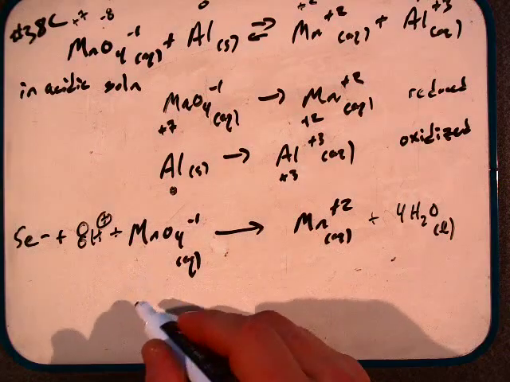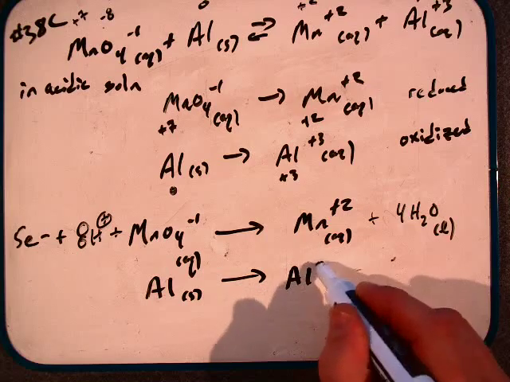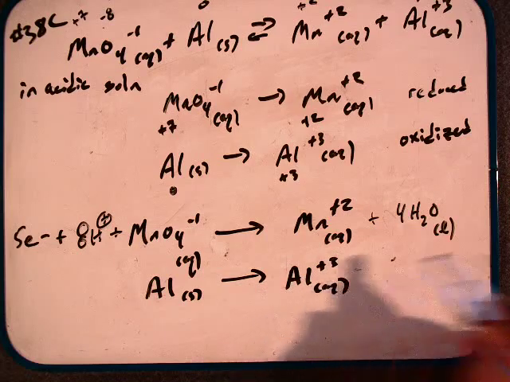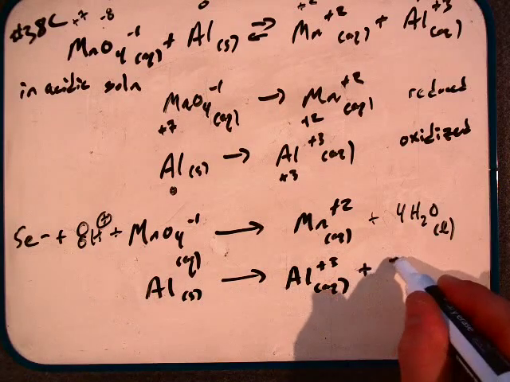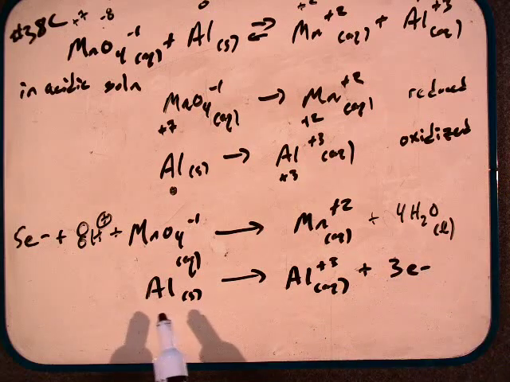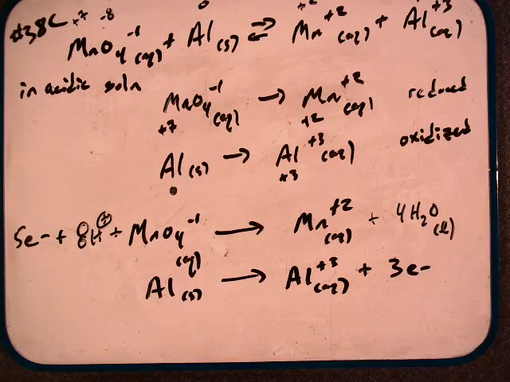Now let's go to the other process, where we go from aluminum as solid to aluminum +3. And so this is a much easier one to balance. The aluminums are balanced, so all the atoms are balanced. There's no oxygen, there's no hydrogen, so we don't have to worry about protons or H2O. We're really just looking at electrons. And so to balance out our charge, we have 0 on the left, we have +3 on the right, so we have to add those 3 electrons. So now these two are balanced.